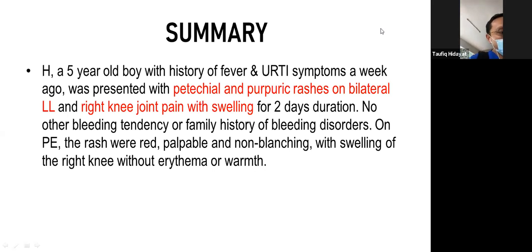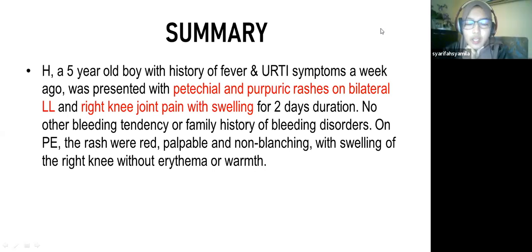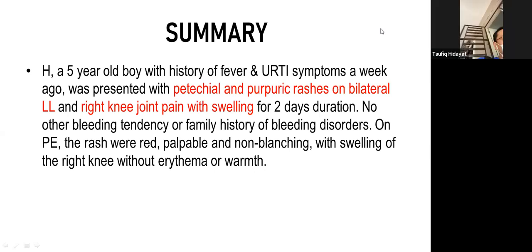For the immunologic process, inflammation, you can check ESR, CRP, what else? Serum IgA itself, and because of the antigen antibody complex, you can check C3 and C4 as well. Similar process with AGN. It can give low C3 and C4.